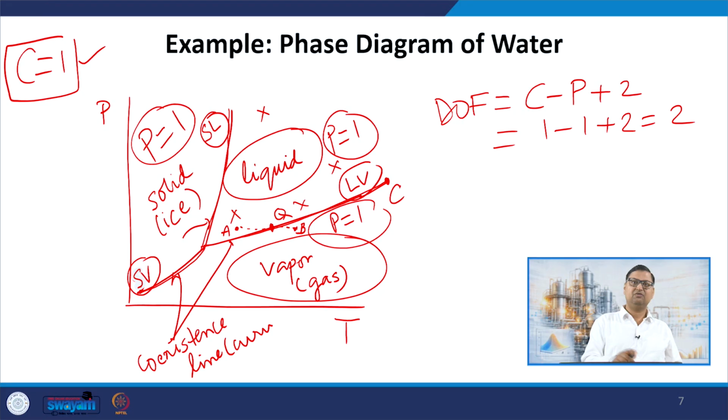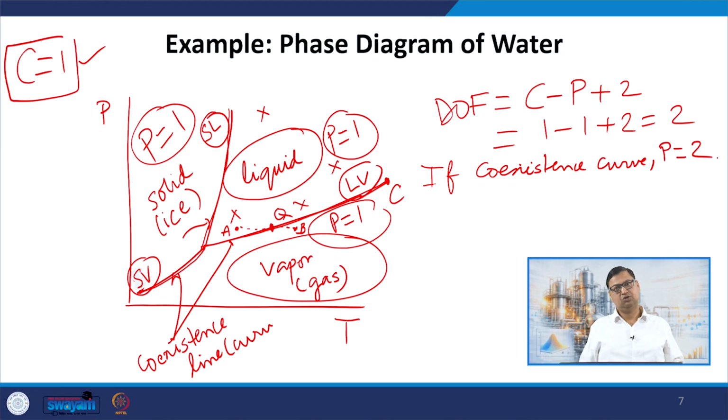Similar thing I can do for the solid liquid curve and the solid vapor curve, right? So, if we are on a coexistence curve, in that case my P is going to be 2. Now, two phases, whether it is liquid vapor, liquid solid or solid vapor, two phases in coexistence.